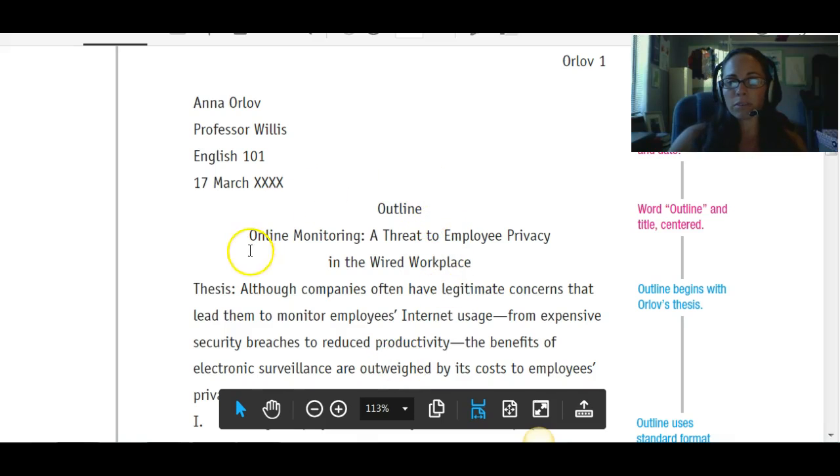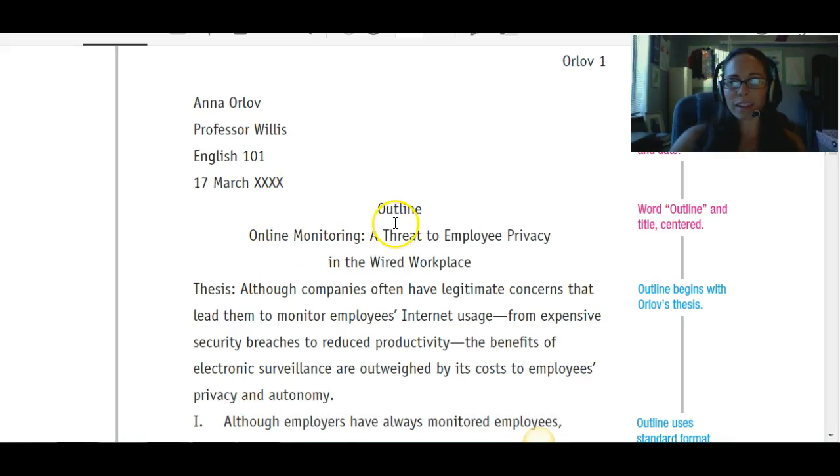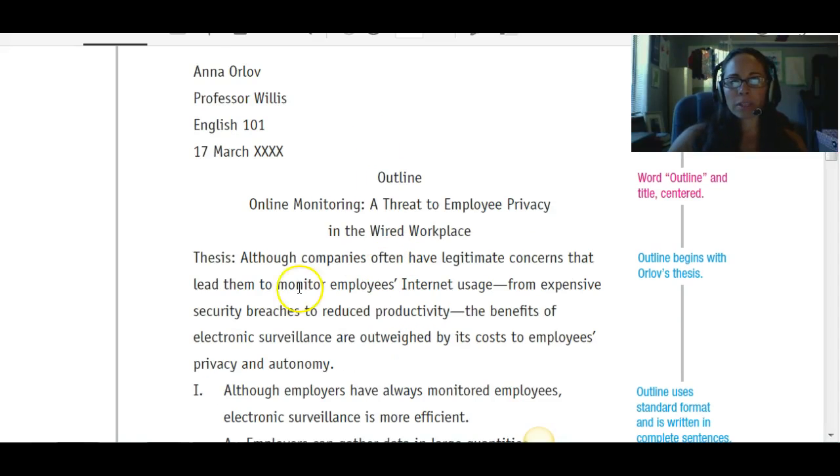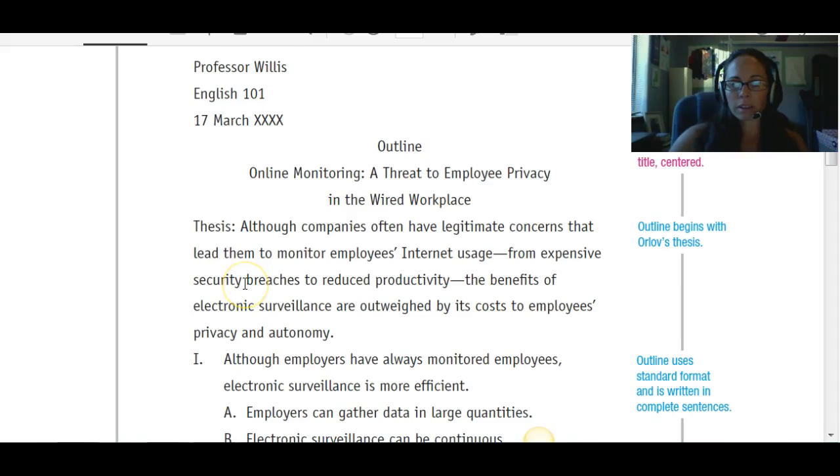Then the title is centered. There doesn't need to be 5 million spaces between the heading and the title. Nor between the title and the beginning of the outline. Normal spacing will do. This outline begins with the thesis, and your outline should as well. Make sure it's the thesis that it's written in the same way, word for word, that your thesis would appear in your paper. This is not a summary of your thesis, it's the actual thesis.